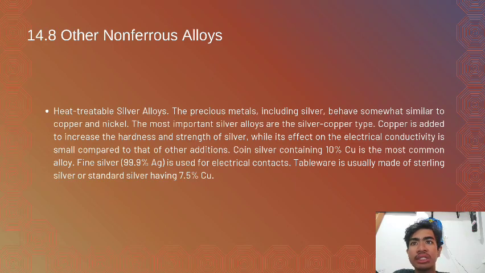Fine silver is used for electrical contacts. Tableware is usually made of sterling silver and standard silver, having 7.5% Cu. All silver alloys with more than 2% Cu can be precipitation hardened by quenching from approximately 750 degrees Celsius and aging at 250 to 350 degrees Celsius.